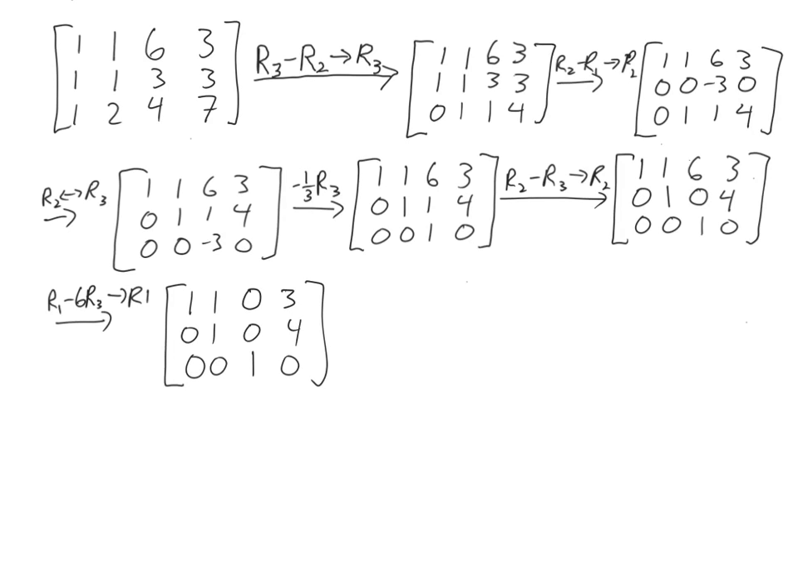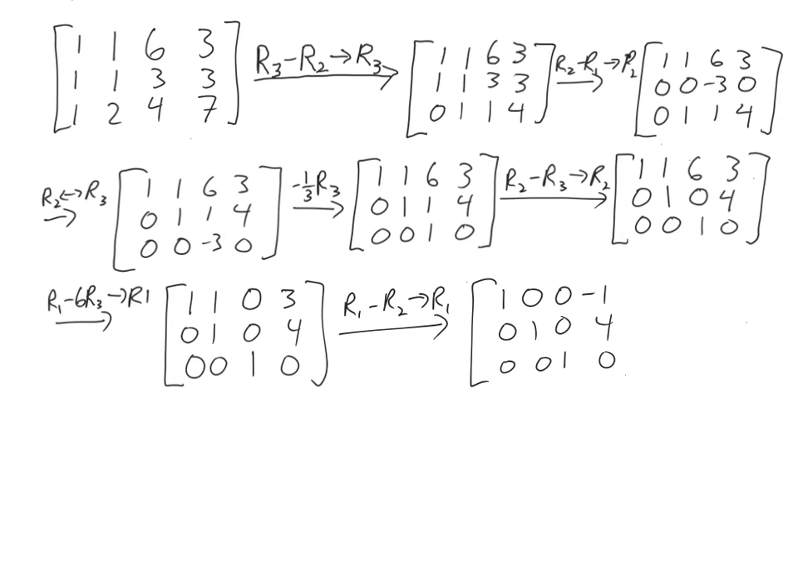Now the last thing I need to do is to get a 0 here. So I'm going to take row 1 and subtract row 2 from it, which then will be replacing row 1. 1 minus 0 is 1. 1 minus 1 is 0. 0 minus 0 is 0. 3 minus 4 is negative 1. Then we have 0, 1, 0, 4, 0, 0, 1, 0.